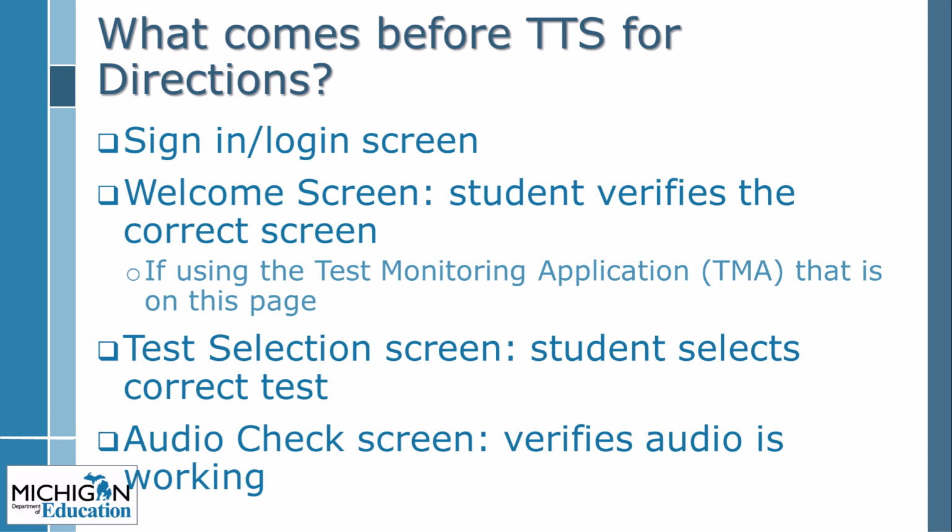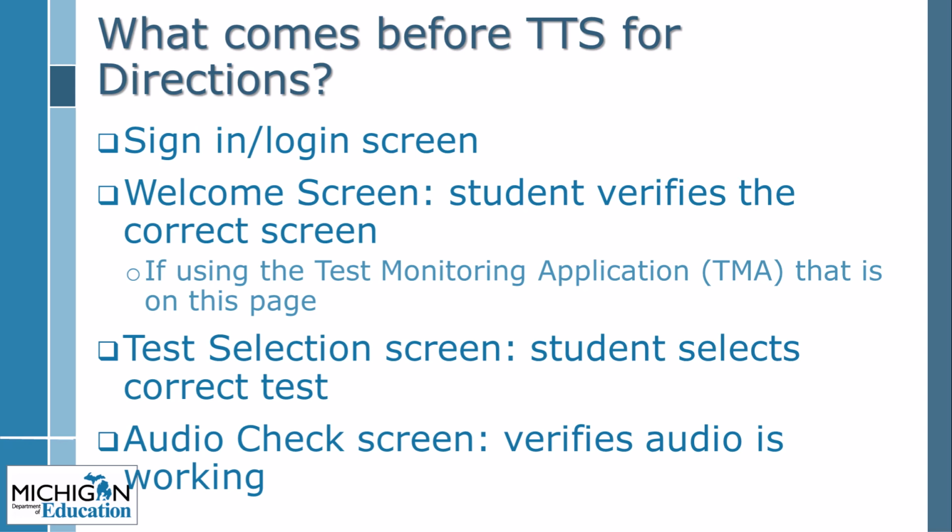First, test administrators must pass out student test tickets and provide direction regarding how to log into the test. Next, the welcome screen shows the student name, date of birth, and other identifying information to verify the student has logged into the correct test and has the correct information. If you are using the test monitoring application, students also input the test monitoring code on this page to register to the test session. After the welcome screen comes the test selection screen, where students select the correct test they are taking.